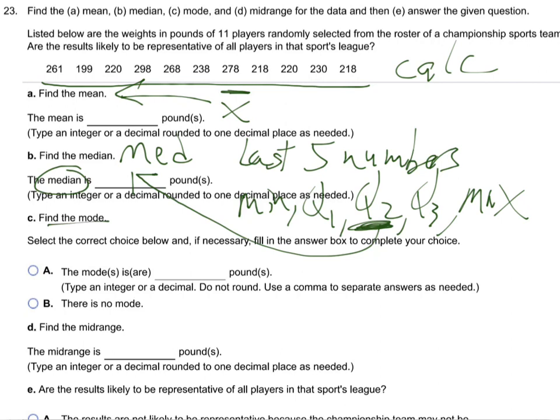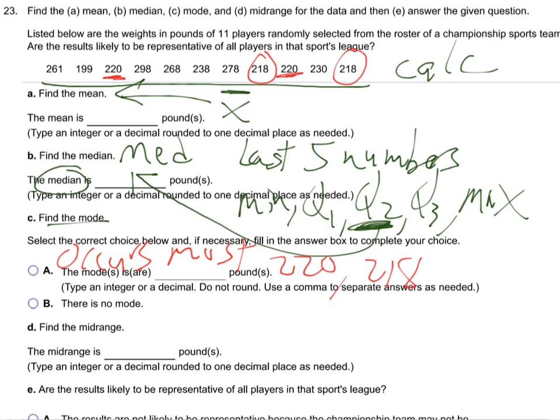Find the mode. Now, mode we'll do by hand. What's the mode? The number that occurs the most. That's like shoe size or something. Which number occurs the most up there? 218 twice. What about 220 though? It can be both. So you just list them both. The modes are 220, comma, 218, either order, doesn't matter. Put a comma between them. They're both it.